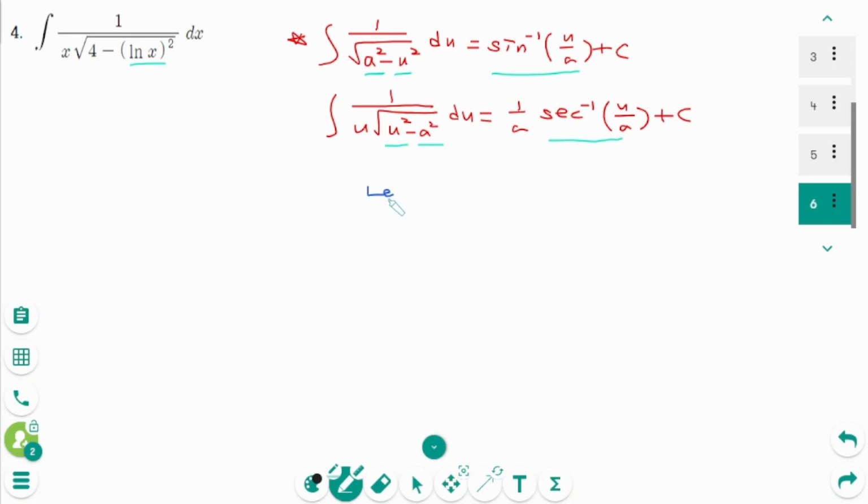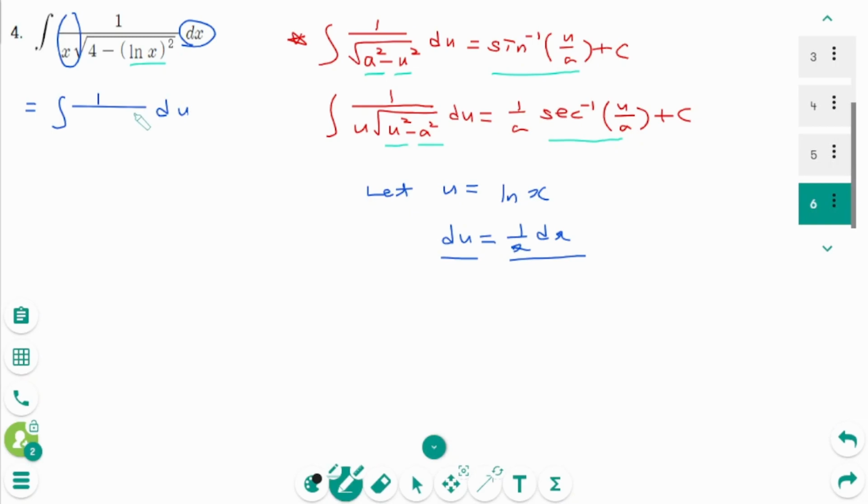Now use u-substitution. Let u equal ln x, derive on each side, du equals 1 over x dx. The integral of 1 over x dx equals du, then 1 over square root of 4 minus ln x squared is u squared. Use this. A squared equals 4. That means a equals 2. U squared is u squared.